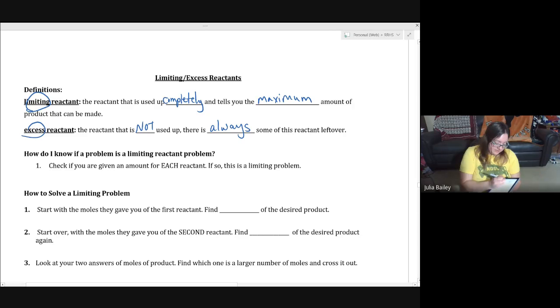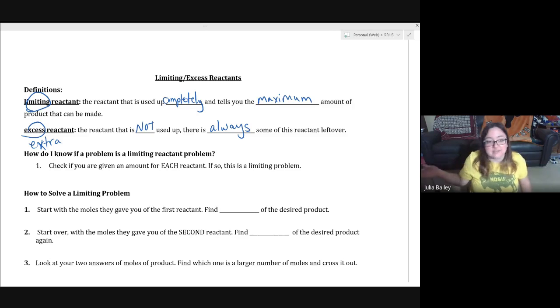Excess reactant, that word excess means extra, right? There's going to be some left over. So if you're thinking about grilled cheese sandwiches, your limiting reactant is the stuff you run out of that limits how many sandwiches you can make. Let's say I have 30 pieces of cheese, but only 6 slices of bread. I can make a whole bunch of sandwiches with 30 slices of cheese. But if I only have 6 slices of bread, then I'm only making 3 sandwiches.